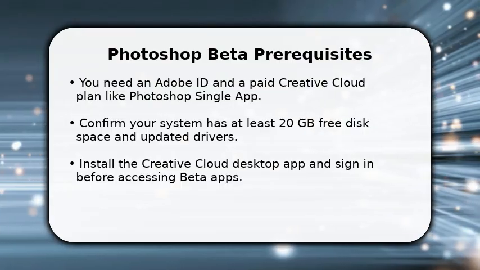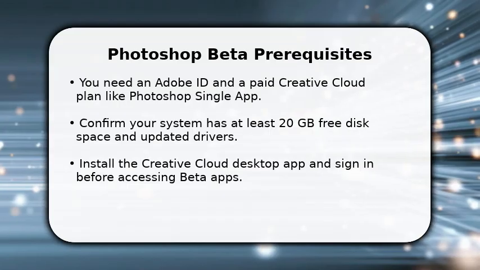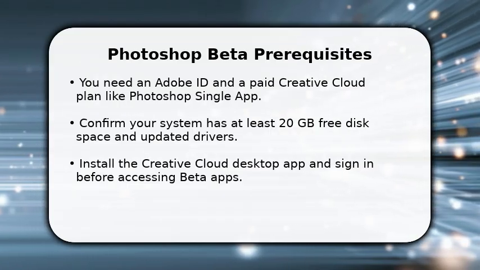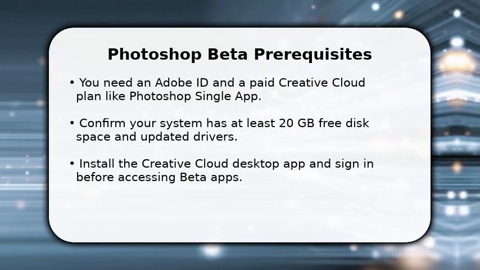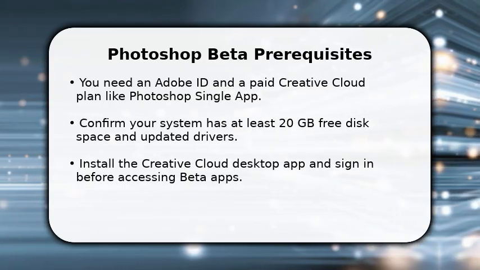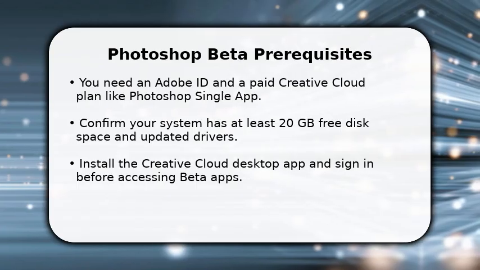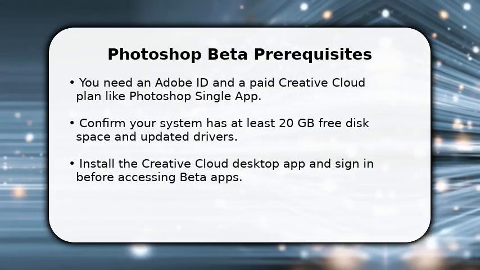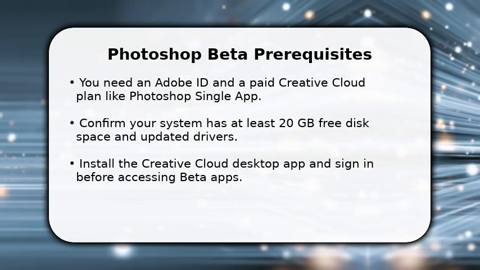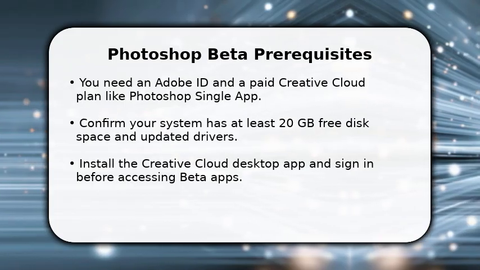You must have an Adobe ID and a paid Creative Cloud plan to proceed. Choose Photoshop Single App or All Apps if you want official beta access. Make sure your system has at least 20 GB free disk space for installation and temporary files. Update your graphics drivers and operating system to the latest stable release before installing.